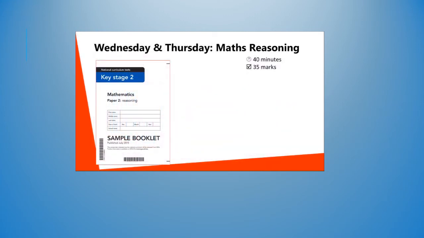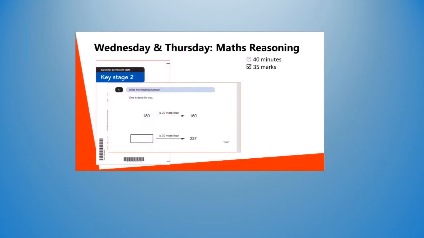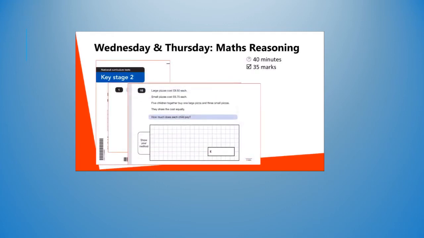The final papers taken on Wednesday and Thursday are the reasoning tests, each lasting 40 minutes. These contain questions where the maths problem is presented in a context, starting with simple problems and moving on to more complex ones, which require detailed calculations. In some cases, method marks may be available for where pupils make a small mistake in their calculations, but clearly understand the method.